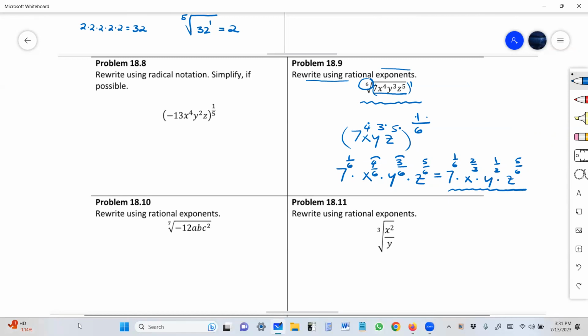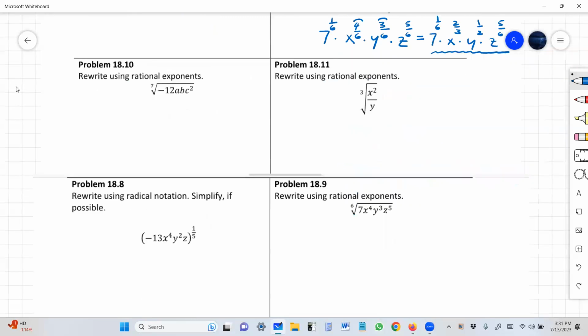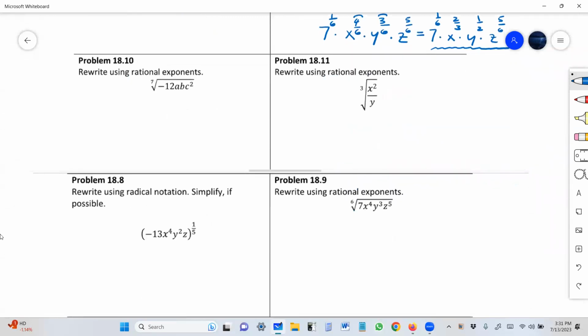Now, 18.10 is similar to 18.9, so I'm not doing that. You can do that for practice. Let's just take a look at 18.11. So in this case, I have a fraction here. So we can break it as the following: x squared and y. And now we can work with the numerator and we can work with the denominator separately.